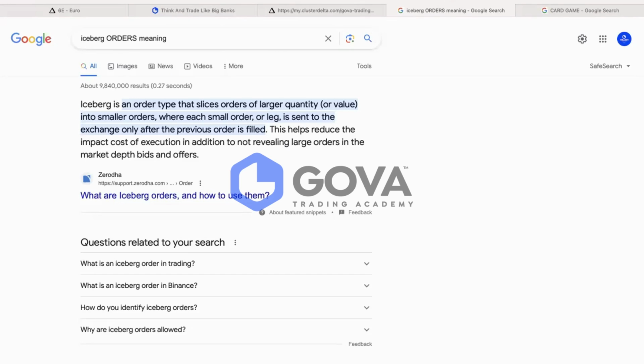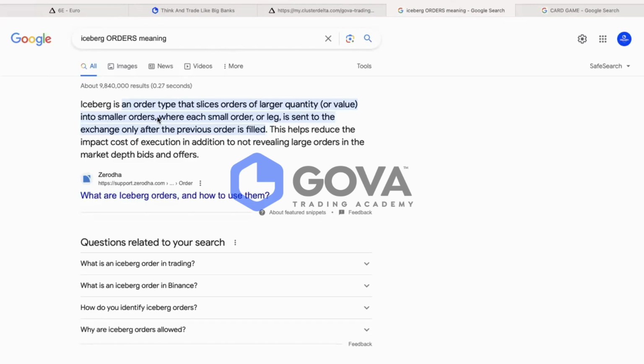So what if you can understand where big banks usually trade? What if you know how to do that? Well, let's continue. This is the meaning of iceberg orders.